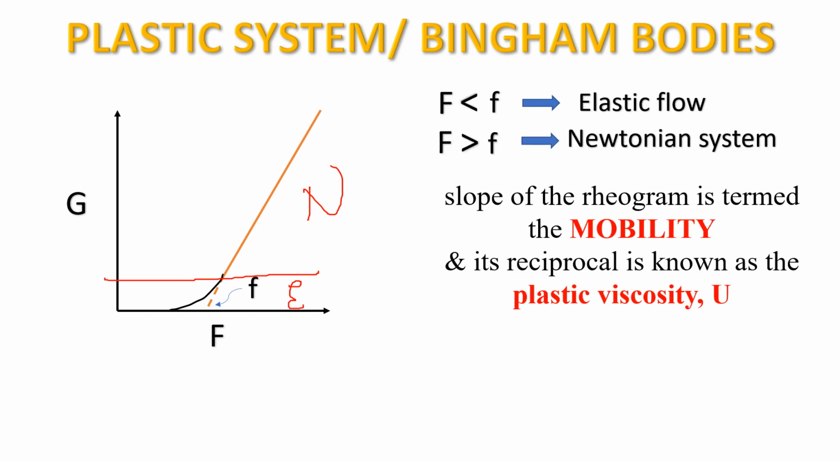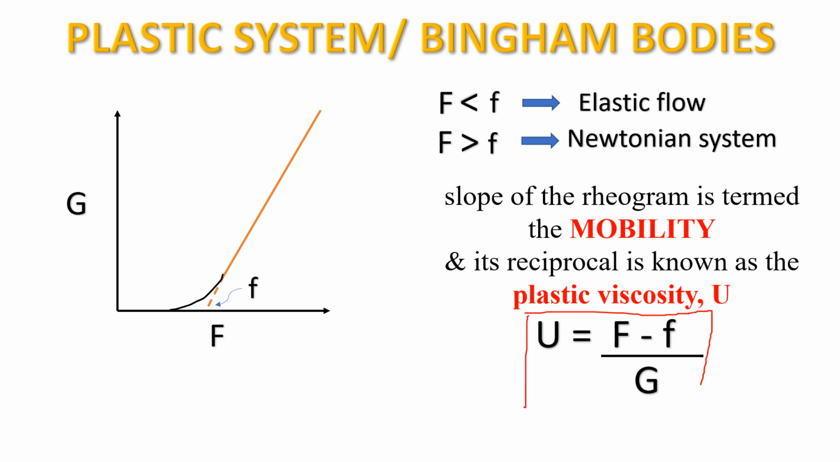The slope of the rheogram is called mobility. Its slope is called mobility. Okay? And the reciprocal of this is called the plastic viscosity, which is U. So the slope here is not viscosity, but mobility. Yes or no? And the inverse of this is the viscosity. So viscosity will be completely opposite. Inverse, reciprocal. So this will be the formula.